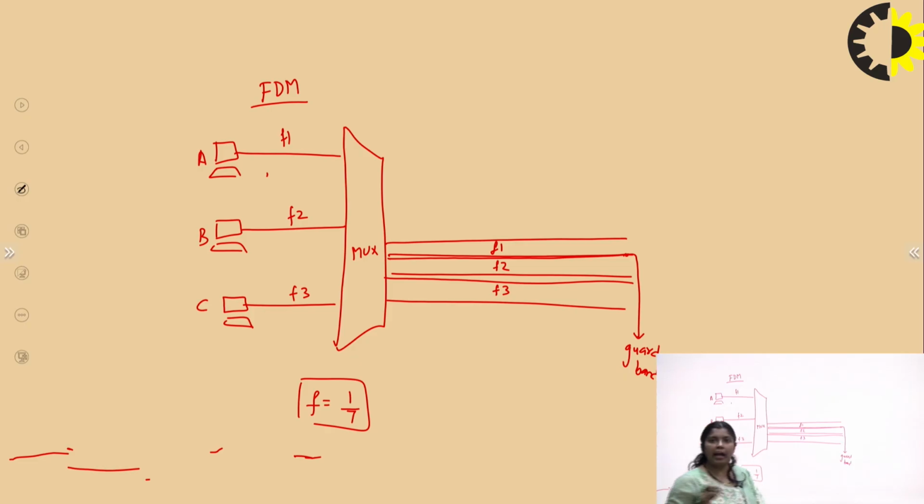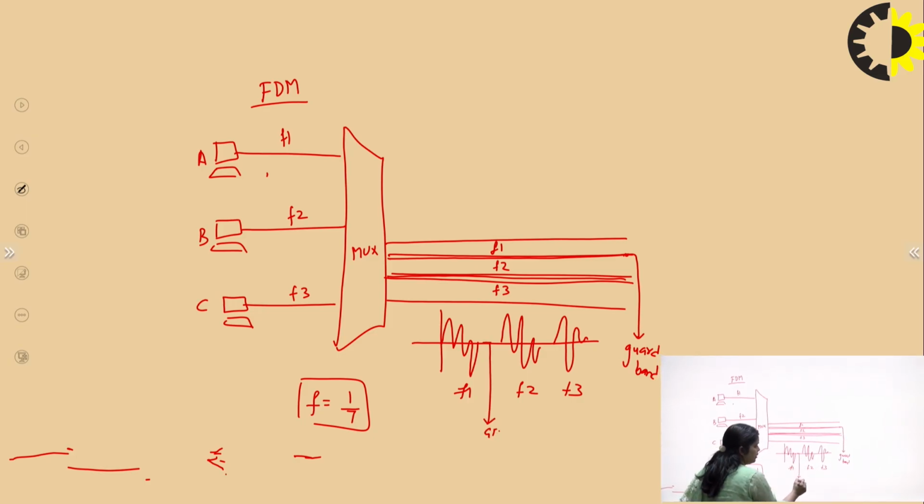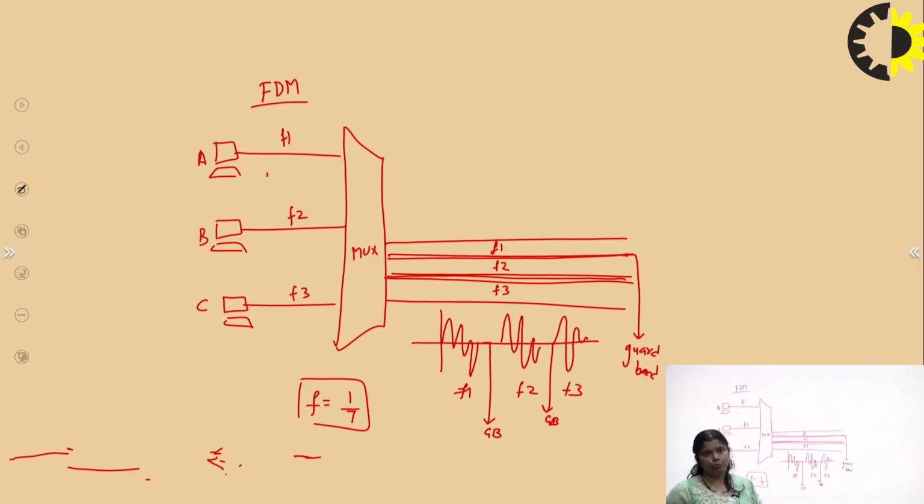These guard bands are actually the unused frequencies, and they are used for separating the different frequencies. So when you transmit the message, there is a first frequency, a second frequency and a third frequency, F1, F2 and F3, and this separation, this line, is called the guard band. That is the unused frequency.